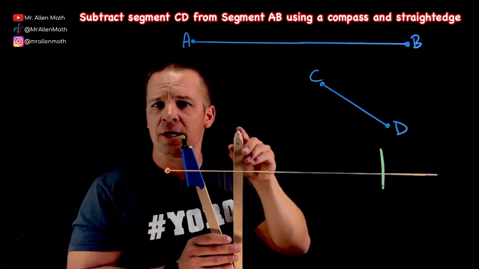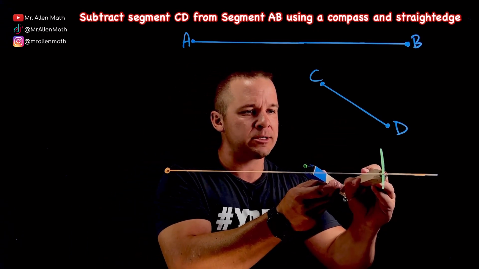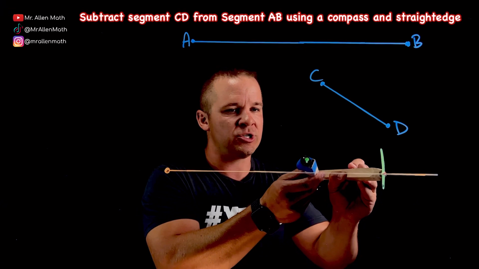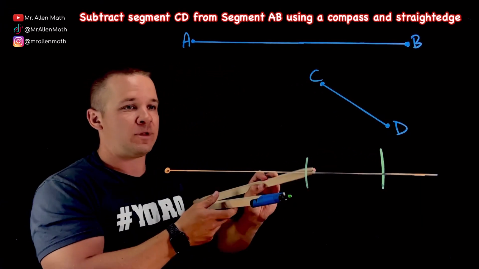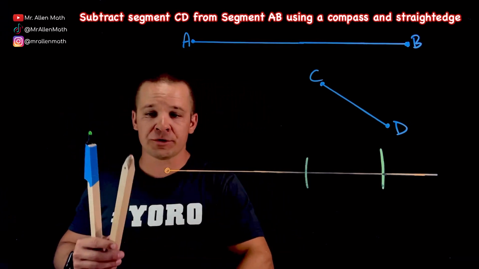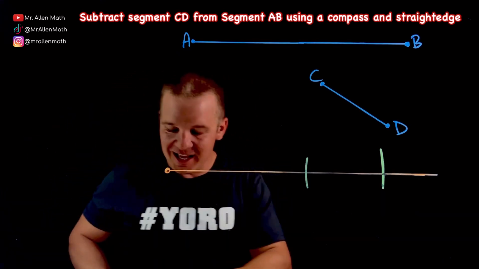In my case, it's not pointy. It's actually an eraser to help it grip a little bit. All right. Yours might be pointy or something like that. So there we go. And then I'm going to scribe an arc that, again, intersects that orange line that I created earlier. And now I have a new point. There we go. All right.